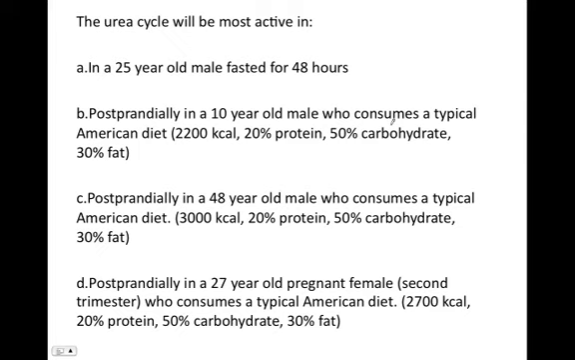Before we move on to looking at the urea cycle specifically, let's see if we can deduce when the urea cycle would be most active. A: a 25-year-old male fasted for 48 hours. B: postprandially, so after a meal, in a 10-year-old who consumes a typical American diet. C: postprandially, in a 48-year-old man who consumes a typical American diet. Or D: postprandially in a 27-year-old pregnant female.